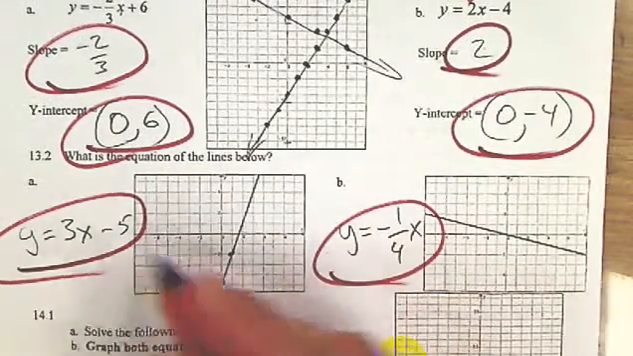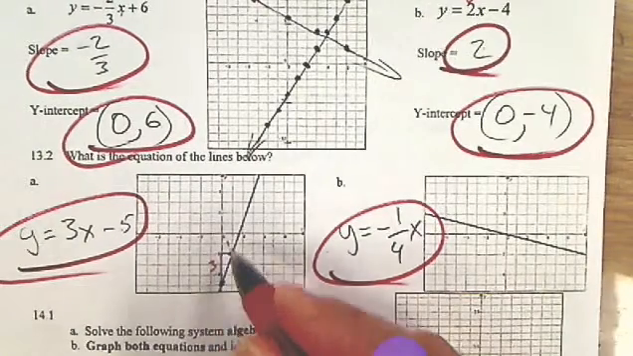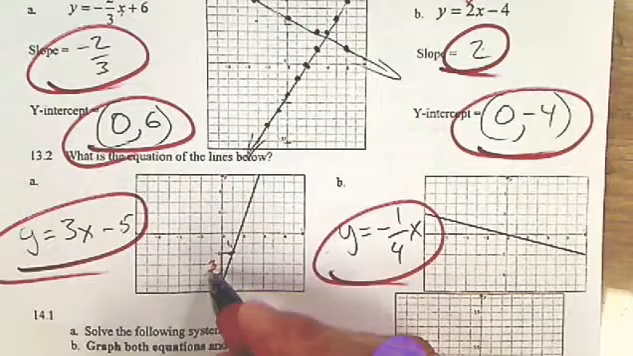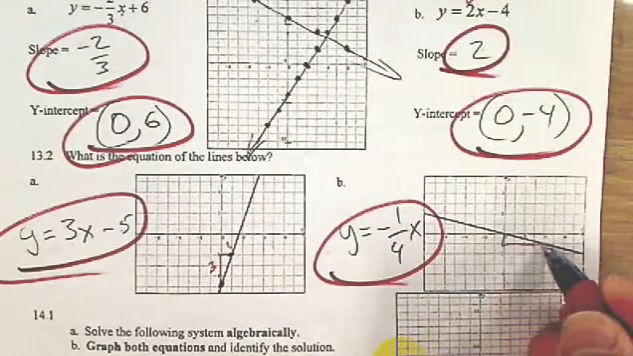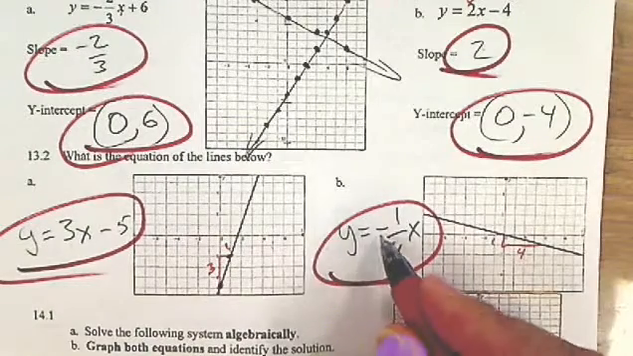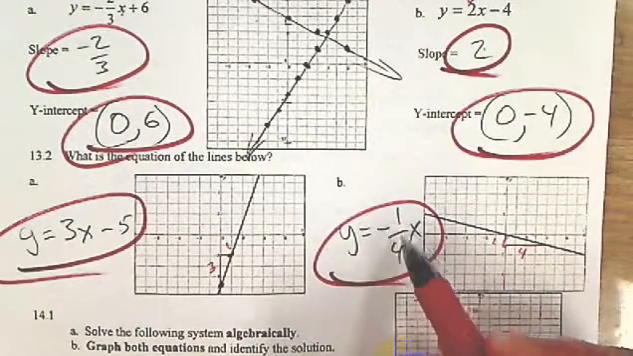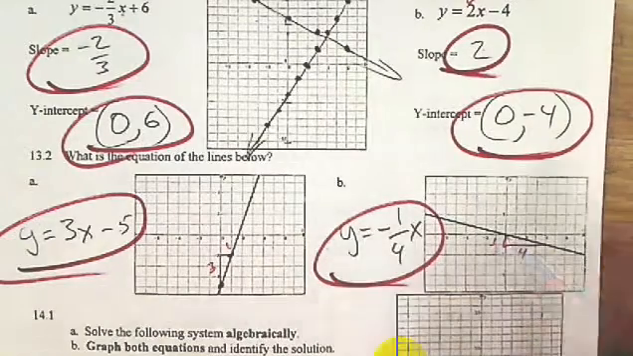Y-intercept, 0, negative 5, goes up 3 over 1. So it's rise over the run. So it's 3 over 1, which is just 3. This one, 4 and 1. So it's going downhill, so it's negative slope. So it's negative 1 over 4, rise over the run, and then plus 0 because there's no y-intercept. It's at 0.